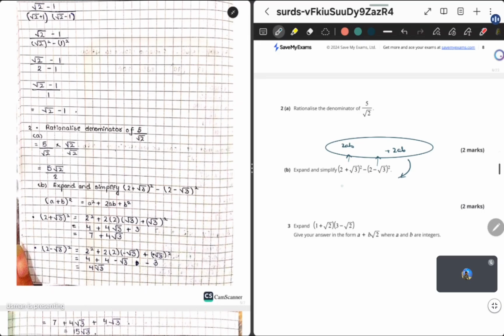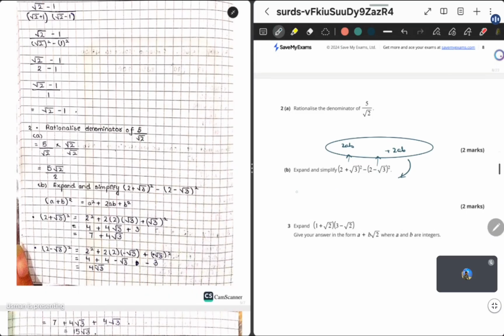So here you would get 4 root 3, and here you would get 4 root 3, and your final answer would be 8 root 3. Okay, so you've done a small mistake here, right? So you would get a squared.